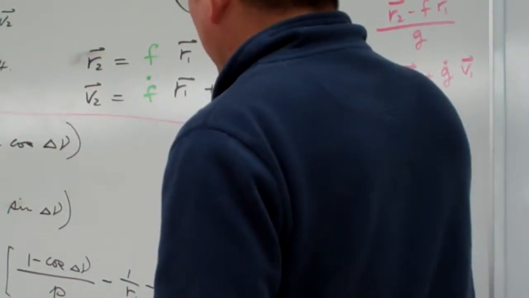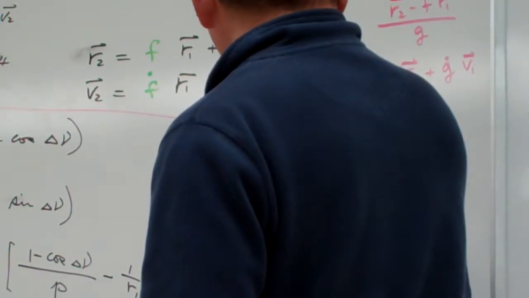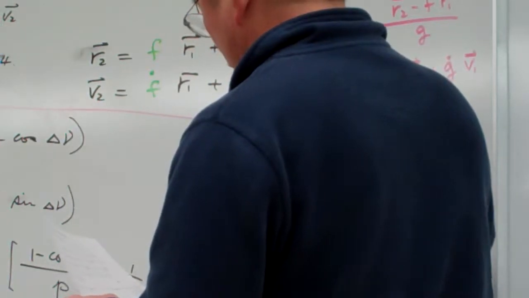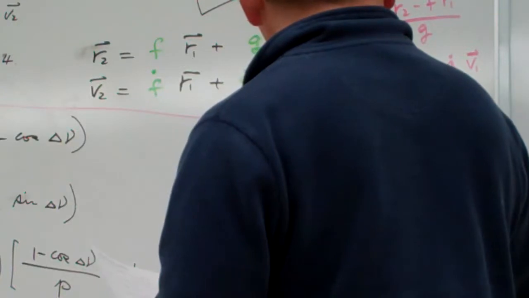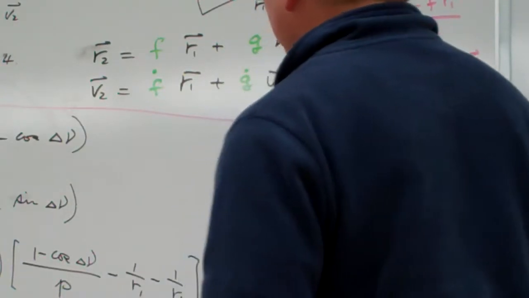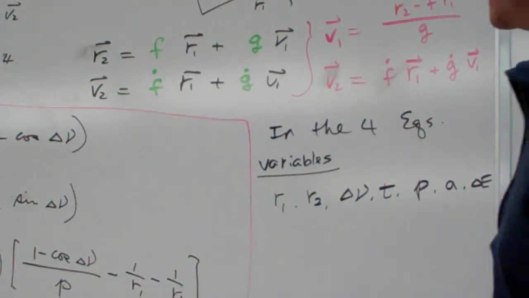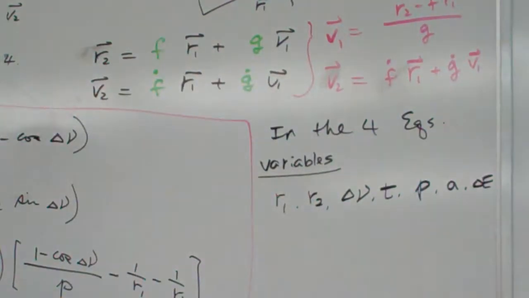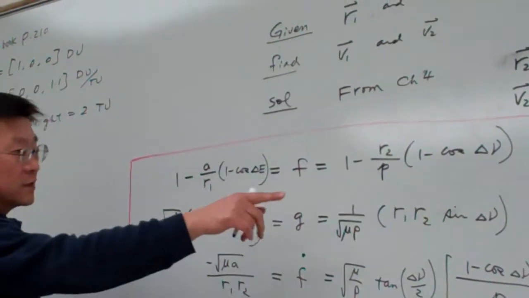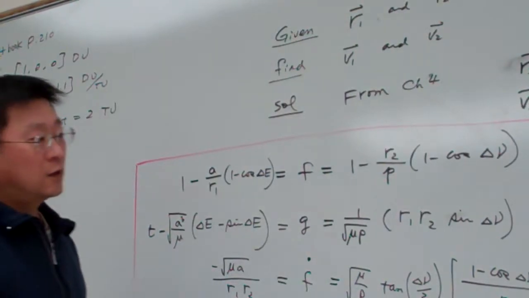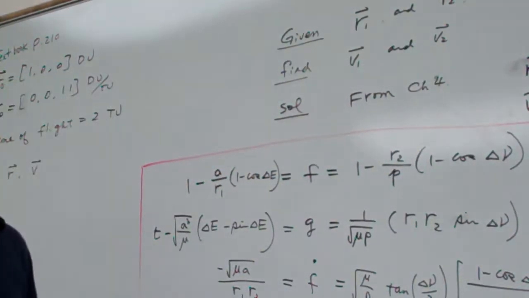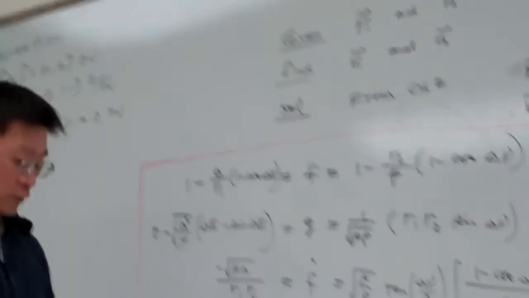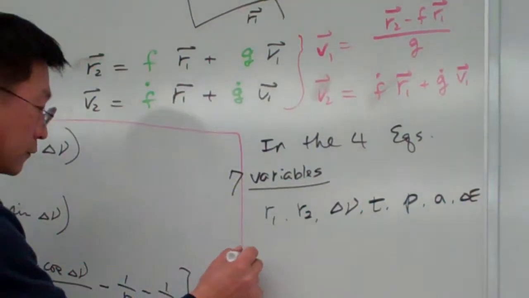And we have R1, R2, and delta nu, and we have P, we know the A, and we have delta E. Okay, so basically here I just go through it, nothing more, nothing less. If you go through this carefully, we have 7 variables. And for the 7 variables, we know how many we know.